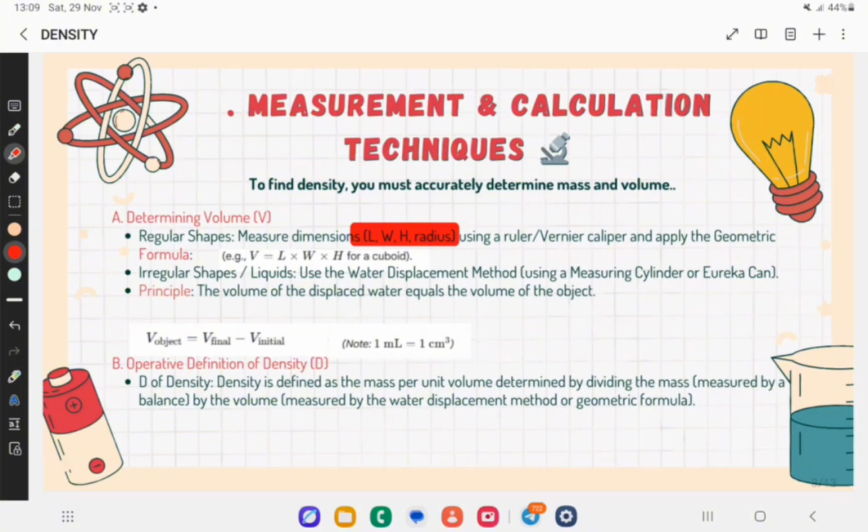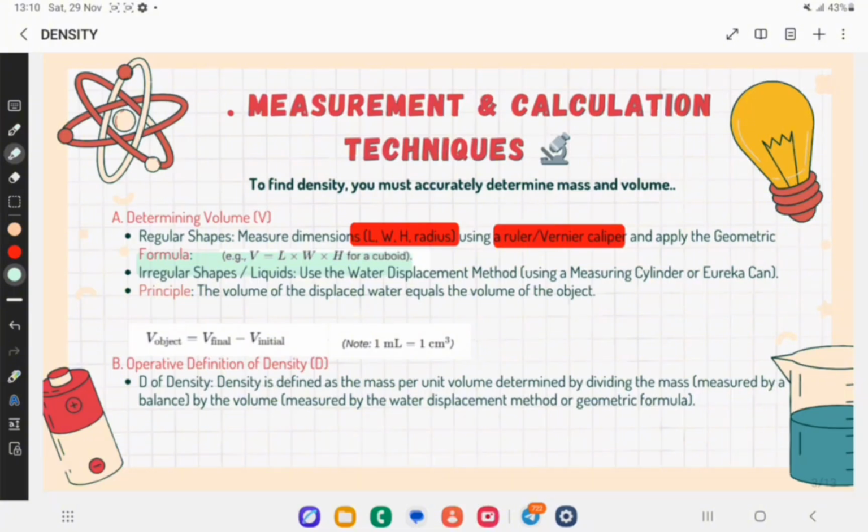So we use a ruler or vernier caliper and apply the geometry. You must remember the formula we use for this type to get our volume: volume equals length times width times height. So that is for a cuboid, a regular shape.